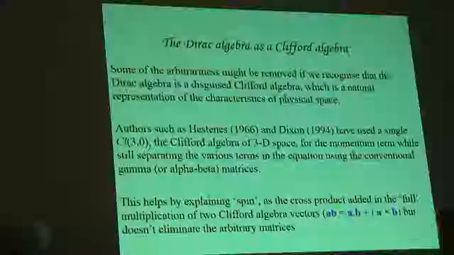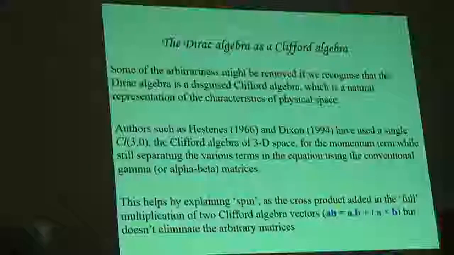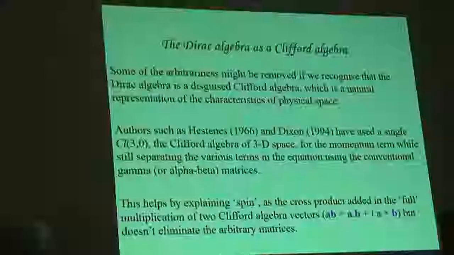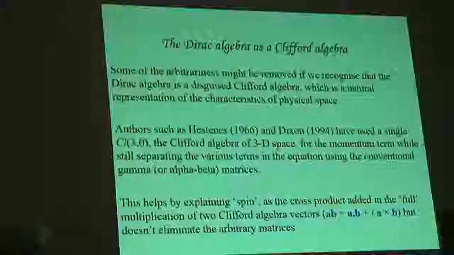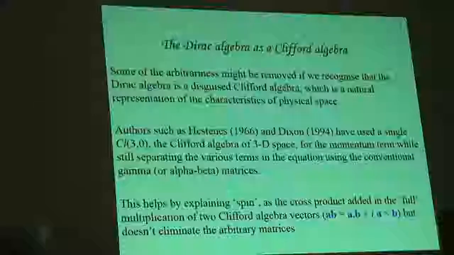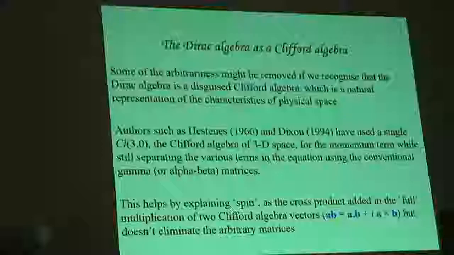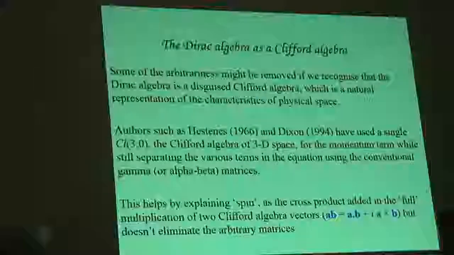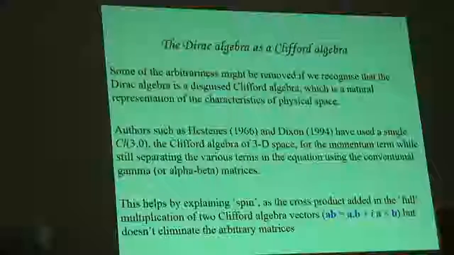Hestenes calls it multivector algebra, and he defines a full product of vectors, for example, vectors A and B there in the blue at the bottom: AB equals A dot B plus I A cross B. And when he works this through, he finds out the I A cross B is really responsible for this spin term in quantum mechanics.